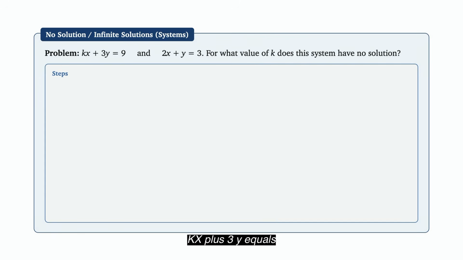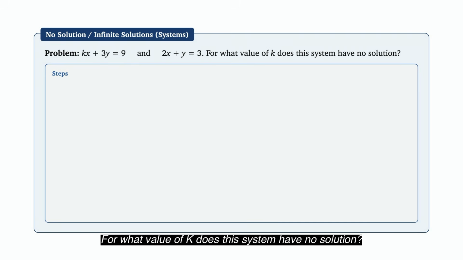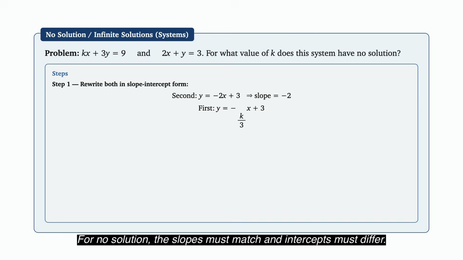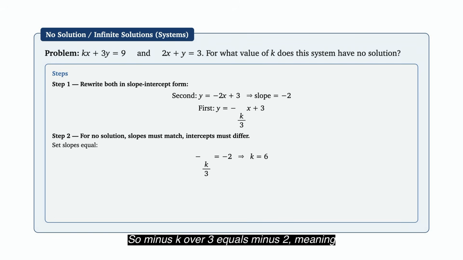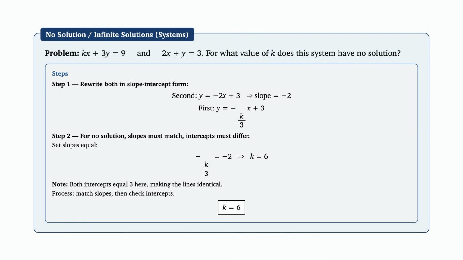Example, kx plus 3y equals 9 and 2x plus y equals 3. For what value of k does this system have no solution? Rewrite both in slope-intercept form. For no solution, the slopes must match and intercepts must differ. So -k over 3 equals -2, meaning k equals 6.